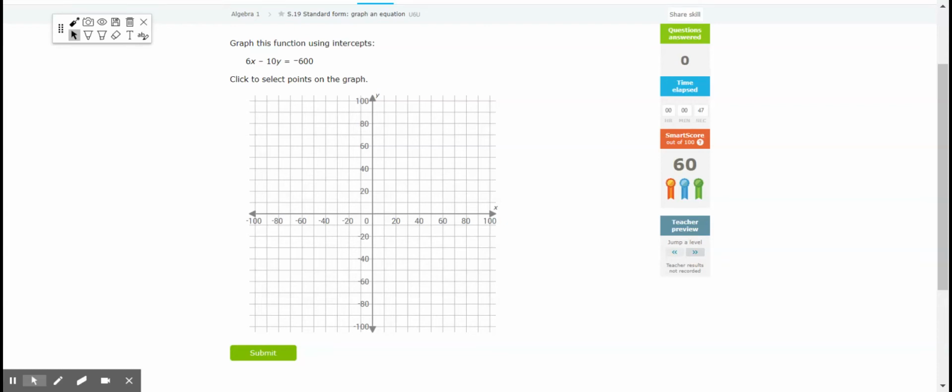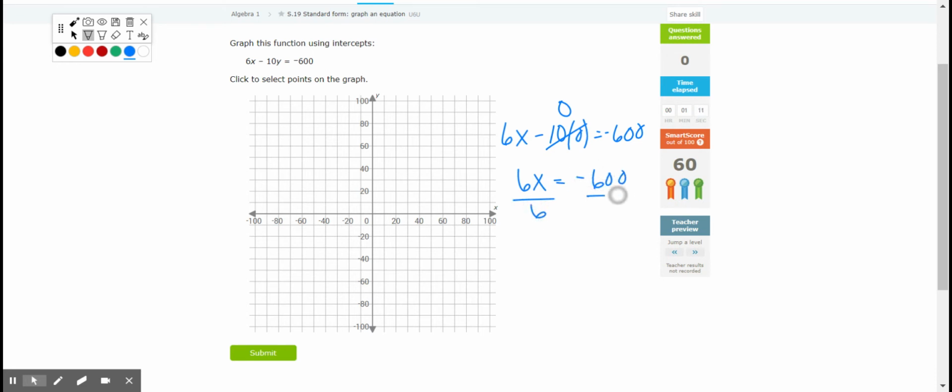For our third and final IXL example, we're going to look at 6x minus 10y equals negative 600. So again, start by finding your x-intercept. So 6x minus 10 times 0 for the y equals negative 600. Solving again, that term goes to 0, so 6x by itself equals negative 600. And we'll divide both sides by 6 to find that x equals negative 100.